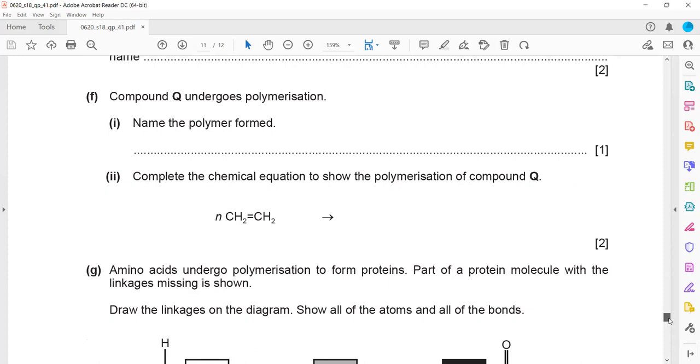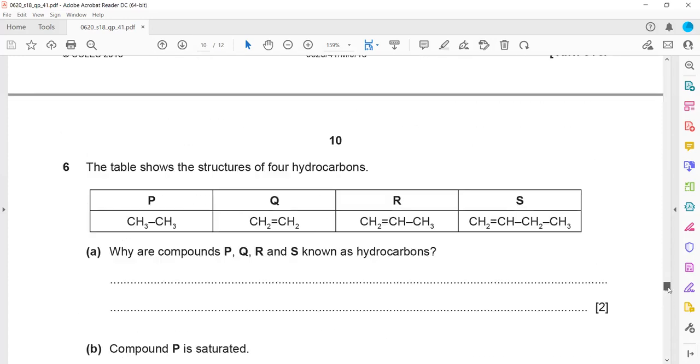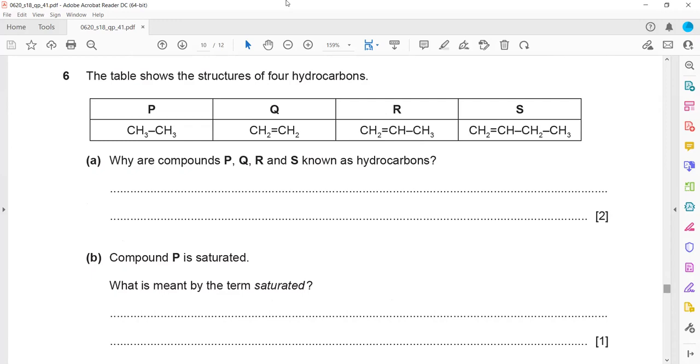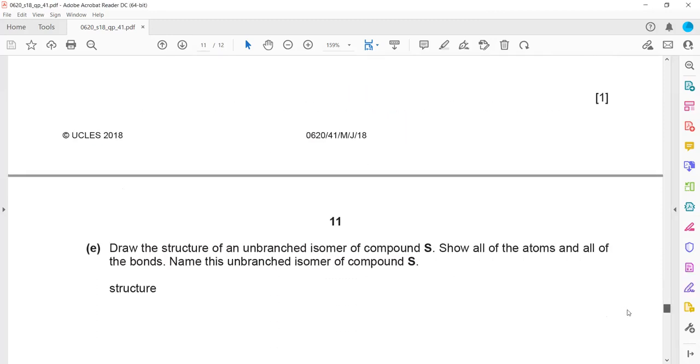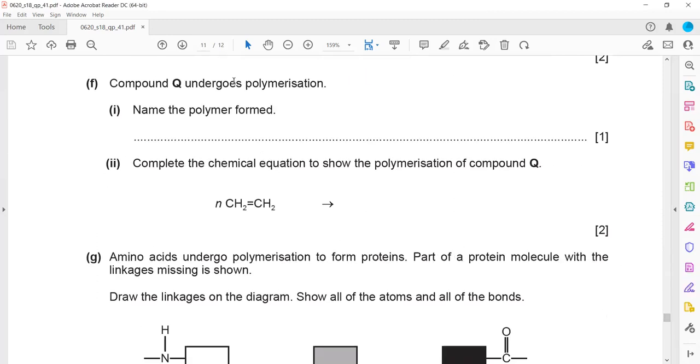Compound Q undergoes polymerization. Remember, whenever we have a carbon-carbon double bond, alkenes are there. What kind of polymerization can they undergo? They will always undergo addition polymerization. For condensation polymerization, it has to be an alcohol, carboxylic acid, or amine that undergoes condensation polymerization. But whenever there is a carbon-carbon double bond, it will always undergo addition polymerization.